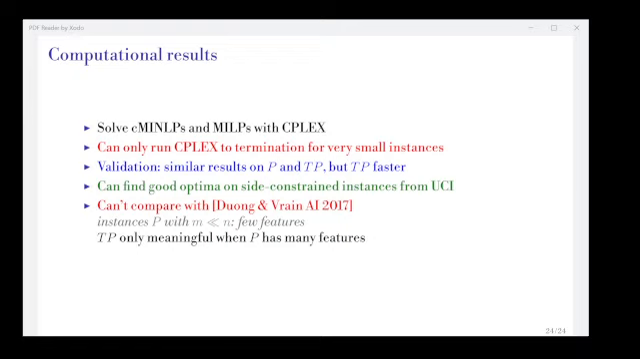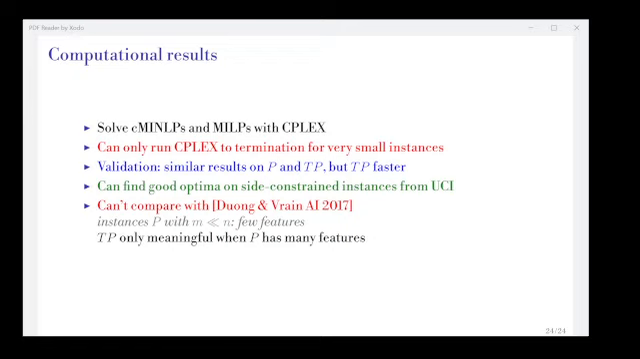So anyway, our computational results are performed by simply solving convex MINLPs, which are quadratic in this case, and MILPs with Cplex on a bunch of instances. We can only run Cplex to termination for very, very small instances, so that's not a good sign, unfortunately, but that's what we found. The validation was good, meaning that similar results on P and TP were found, but TP was faster, so that's all good and according to what we were expecting. And it does also give a flavor of usefulness for what we found. And we can find good optima on side constraint instances from the UCI database, which is very good.